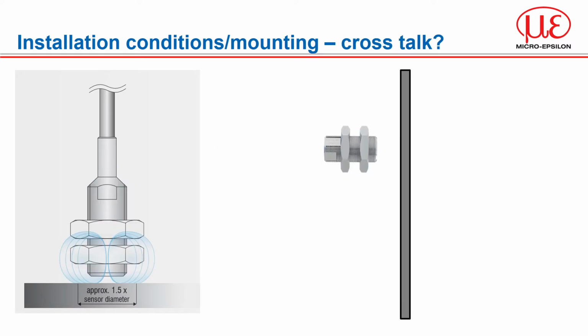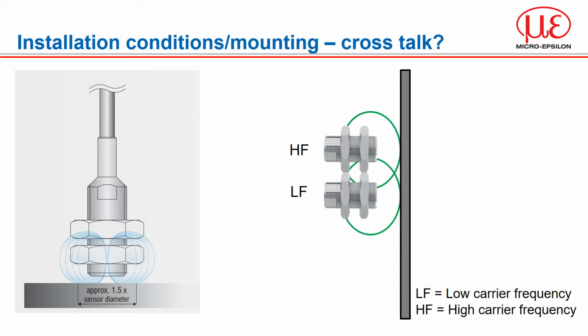There will be requirements to mount multiple sensors together in close proximity. We have seen that the sensor produces field lines which form the eddy current in the metallic target surface. When we introduce a second sensor, we have to consider the influence of the field lines on each other. Maintaining a distance of either 3 times or 1.5 times the sensor diameter between sensors avoids crosstalk or interference. If the sensors are closer than this distance, then we must separate the carrier frequencies or synchronize the sensors to avoid crosstalk.